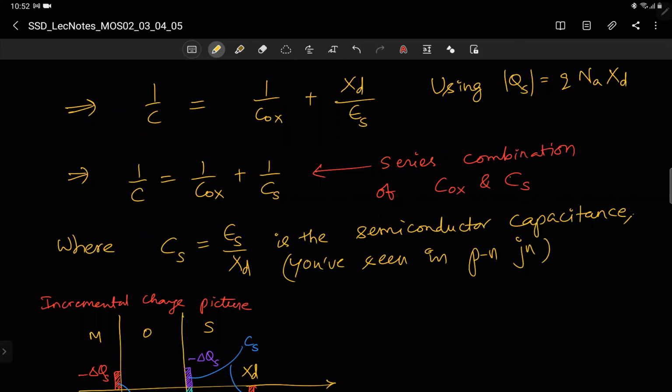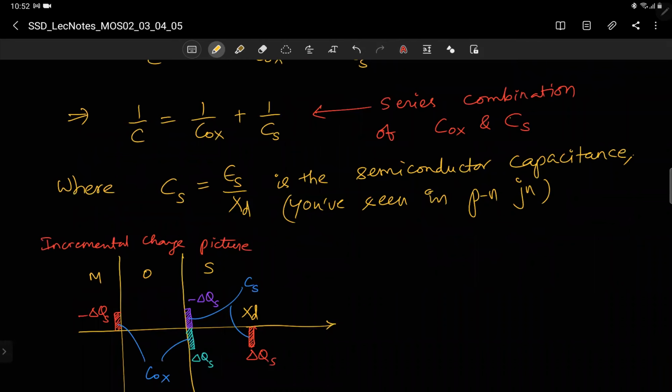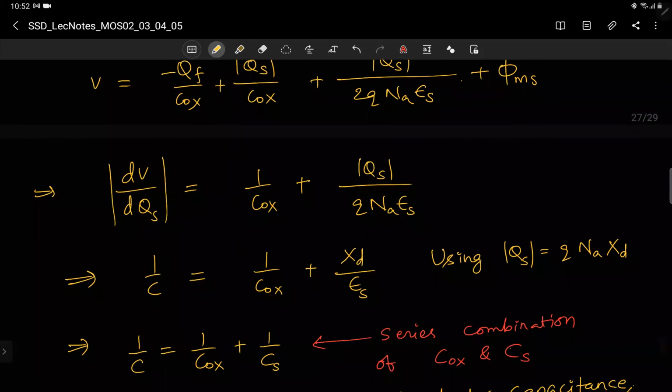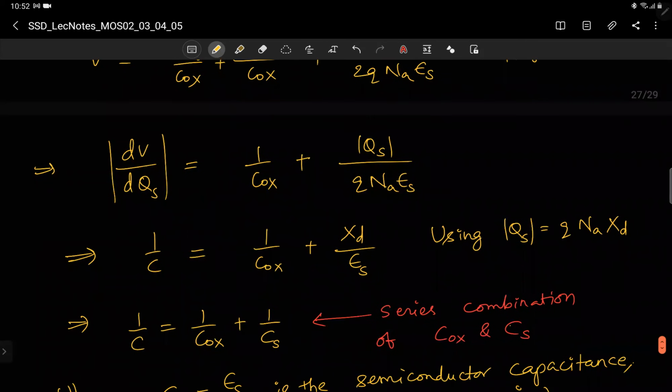Sir, here you wrote mod QS is equal to QNA into XD, right? So the units are not matching. Why? QS is in coulombs per centimeter square. I've been telling that all these capacitances and charges are in units of per centimeter square, coulomb per centimeter square.